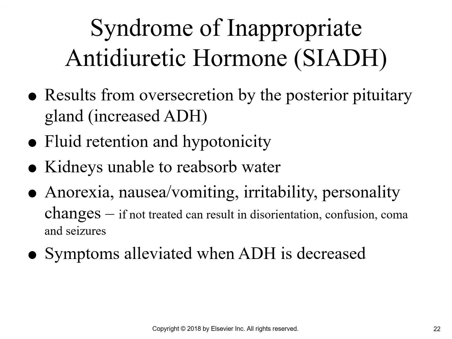Syndrome of inappropriate antidiuretic hormone, SIADH, results from oversecretion by the posterior pituitary gland: increased ADH, fluid retention and hypotonicity, kidneys unable to reabsorb water. There will be anorexia, nausea, vomiting, irritability, personality changes, and if it's not treated, it can result in disorientation, confusion, coma, and seizures. Symptoms are alleviated when ADH is decreased.